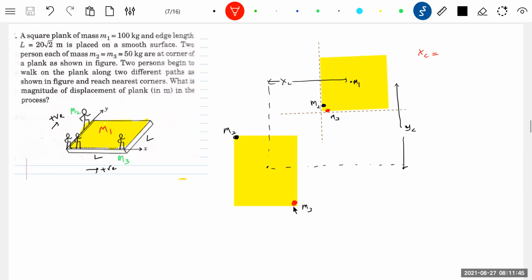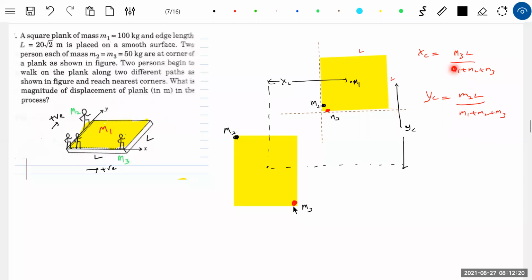Any formula for the center of mass of the system. Actually, what has happened? M3 will move only along the x-axis here. M2 will move along the y-axis. Who will determine the displacement of the plank along the y-axis? M2. Who will determine the displacement of the plank along the x-axis? M3. So xc should be equal to M3 into L, let the side length be L, by the total mass of the system. What about yc? M2 L by M1 plus M2 plus M3.